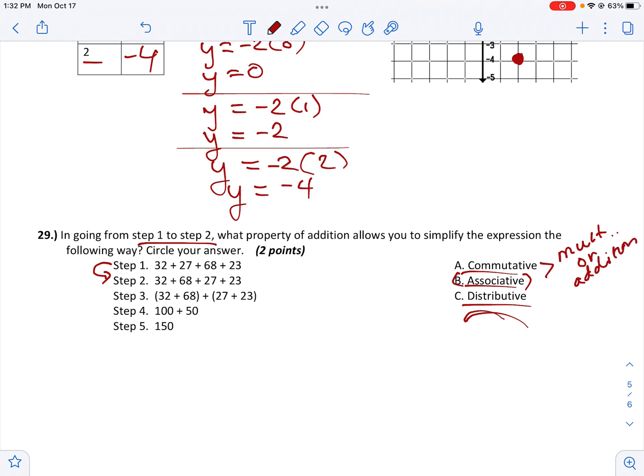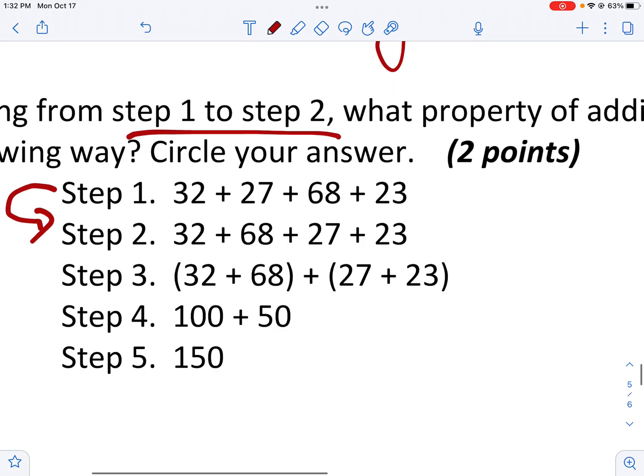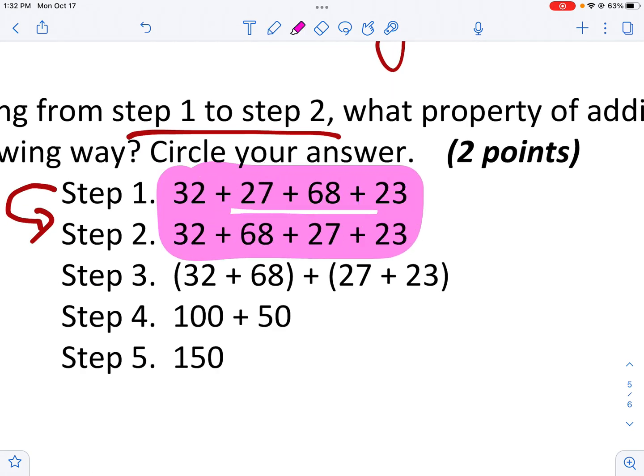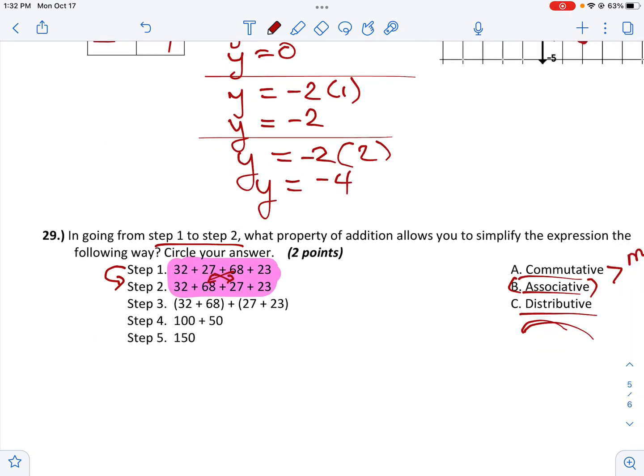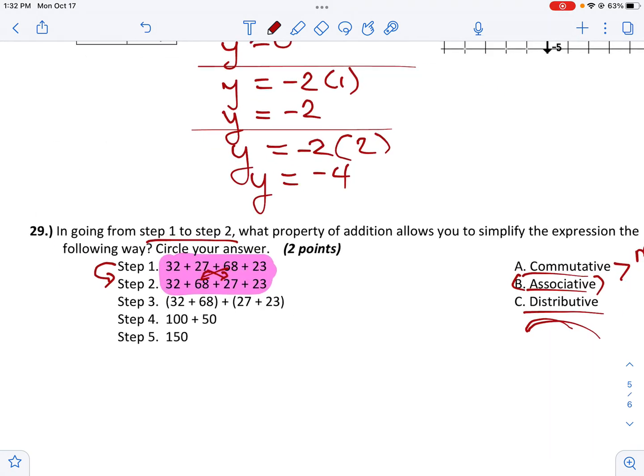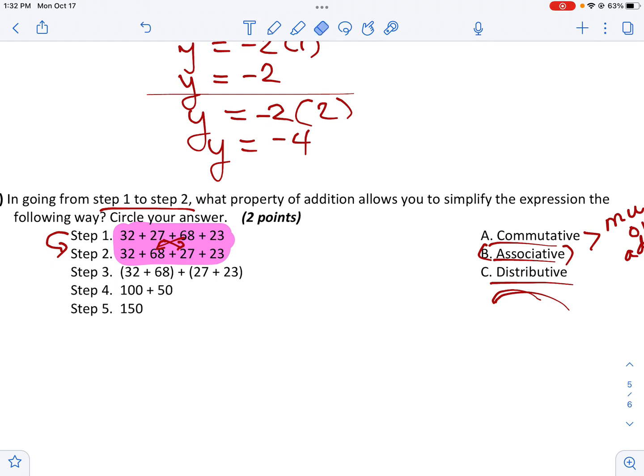So let's look from step 1 to step 2. Well, what actually happened here? Okay, so look here. It looks like this number went there and this number went there. So what happened? They rearranged. They didn't group anything yet. That's step 3. But you rearrange. So that is indeed a commutative.